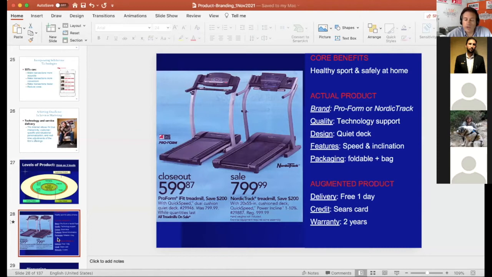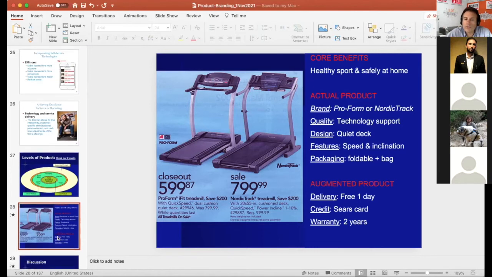The augmented product benefit will be the fact that you can order it and get it fast. You could pay in different times, in different installments, and then there will be a long warranty. Okay. Do you have any questions?